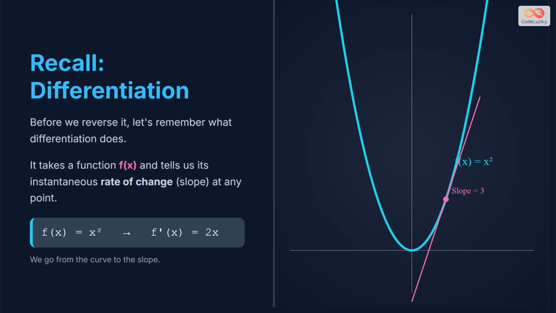First, let's quickly recall what differentiation is. Differentiation is the process of finding the derivative, or the rate of change. If we have a function, f of x, like x squared, taking the derivative gives us 2x. This 2x tells us the slope of the tangent line at any specific point on the curve. Essentially, we start with the curve and calculate its slope.